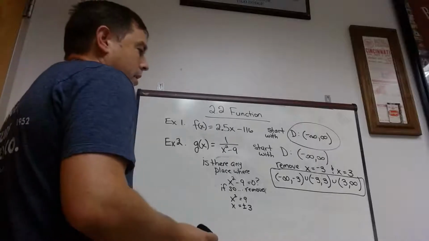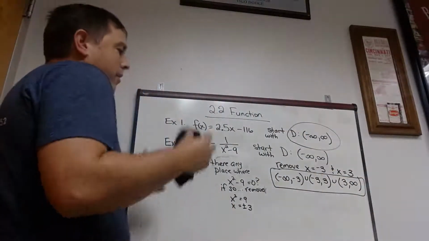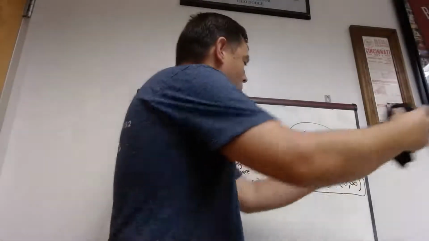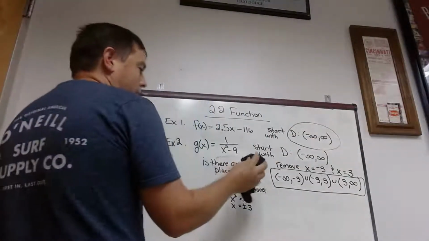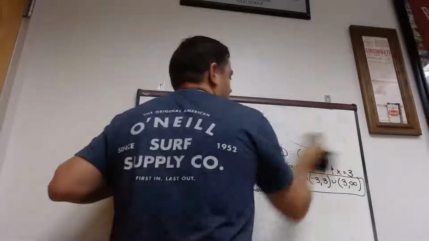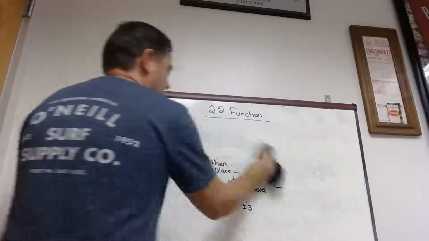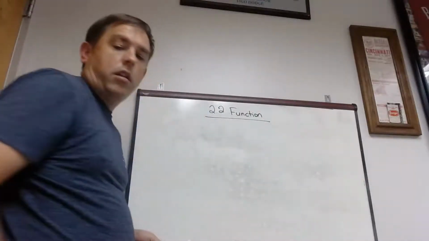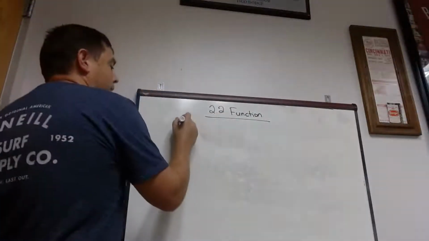All right. Again, if you stick with the process, you should be good. What do we have? What do we start with? What do we need to remove because of things we can't do? All right, let's look at a couple more. Let's look at example 3.